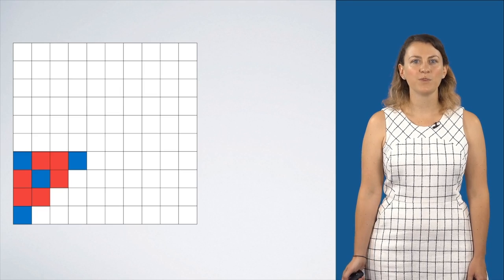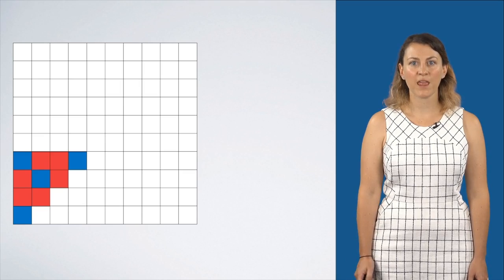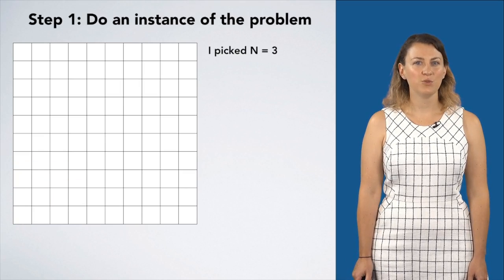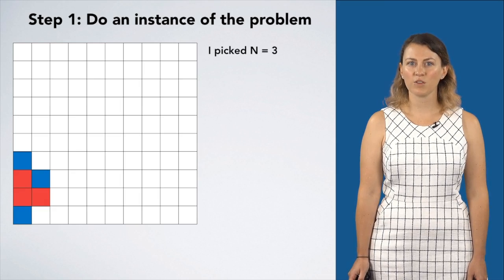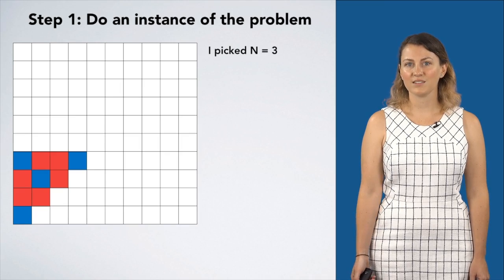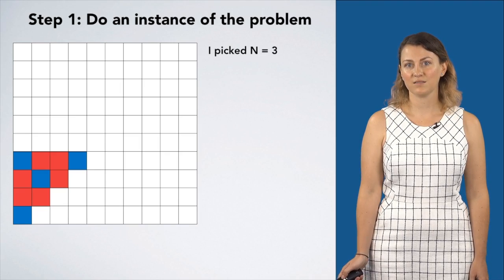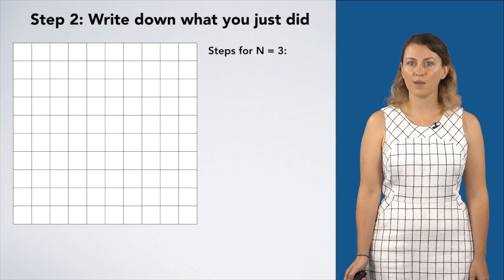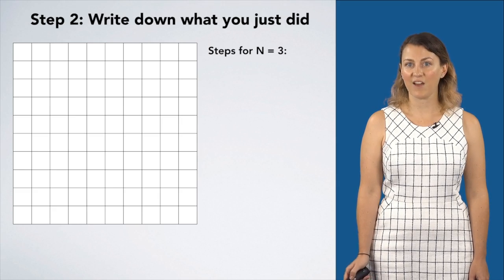In this video, we will develop an algorithm for a particular pattern of blue and red squares on a grid. We're going to start with step 1, doing an instance of the problem, and in this instance I picked n equals 3. So the first thing I'm going to do is work the problem by hand without really thinking through exactly what I'm doing. That is, I'm going to do it right, but I'm not going to try to write down what I did. Once I've done that, I'm going to do step 2, where I write down exactly what I did in a step-by-step fashion.